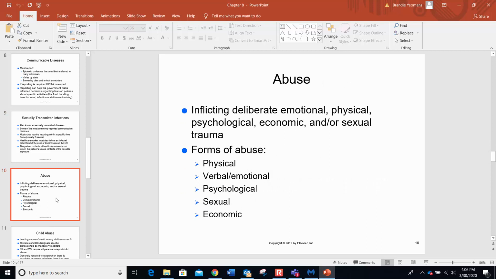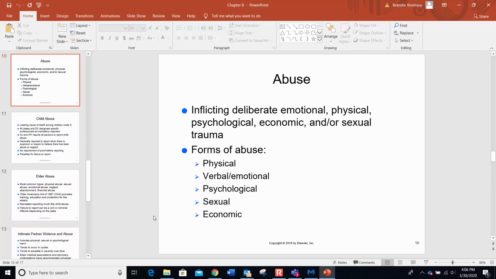Now let's talk about abuse. When we talk about abuse, I would say that this hits everyone a little bit hard because we know of the different types of abuse. But here in the textbook, and even here on your slide, it talks about abuse as inflicting deliberate emotional, physical, psychological, economic, and or sexual trauma. So basically we're misusing or we're doing maltreatment. It's very difficult to understand how people can do this, but it does happen.